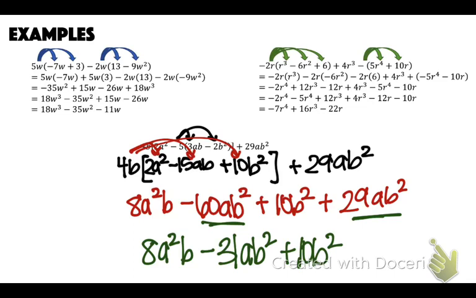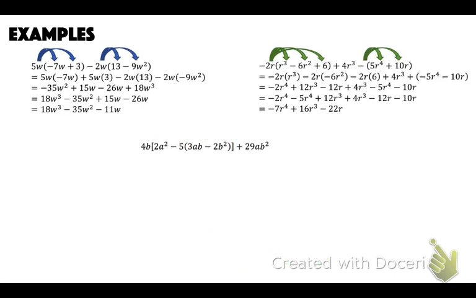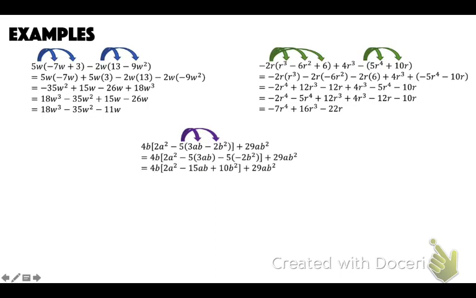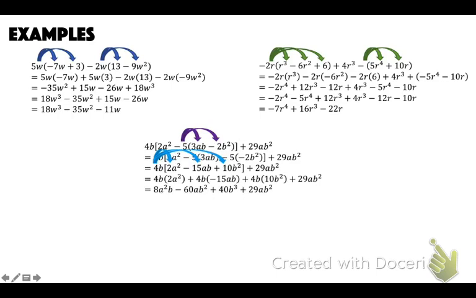Sweet. Let's click through this, see if we get the same answer. So we distributed that. Awesome. Distribute that. Awesome. And then we end up with 8a squared b minus 31ab squared plus 40b cubed. Cool. Same thing.